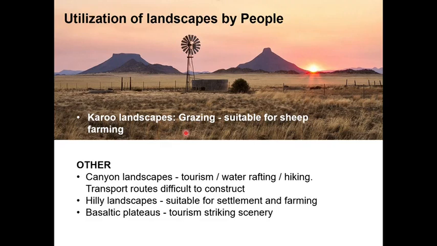Okay, let's have a look at this, how the utilization of these landscapes by people, how can they be used? Now, the Karoo landscapes, I've got a beautiful photo of Karoo landscapes here in South Africa. It can be used for grazing and suitable for sheep farming. Okay, that would be the Karoo landscape. Now let's have a look at the others. The canyon landscapes for tourism, especially your canyons, whitewater rafting and hiking, right? But the problem is that transport routes are very, very difficult to construct with regard to canyon landscapes.